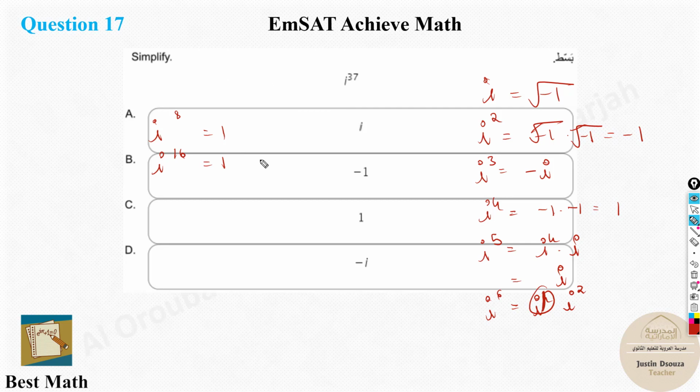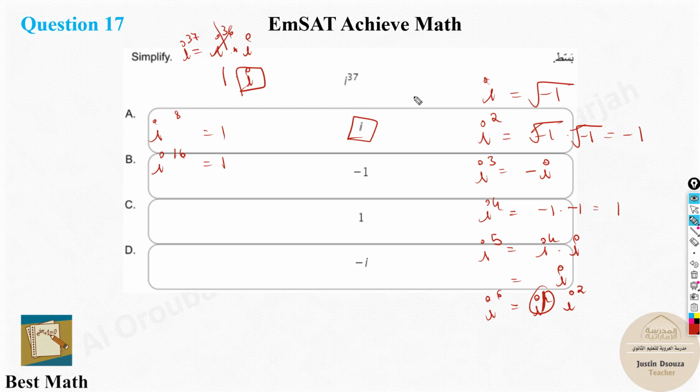4, 8, 12, 16, 20, 24, 36. I know until 36 it's divisible by 4. Less than 40, more than 36. So i^37 can be written as i^36 multiplied by i. So the value would be, all of it will be dissolved to 1 multiplied by i. So this is the answer, i. That's it. So the first one, i.